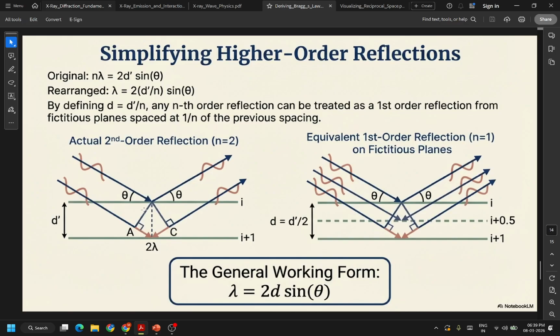So let's say the actual second order reflection is coming from real crystal planes at distance d dash, but we can create a fictitious plane with d equals d dash by 2, and we can say that it is a first order reflection from this fictitious plane. So the general working form is lambda equals 2d sine theta.